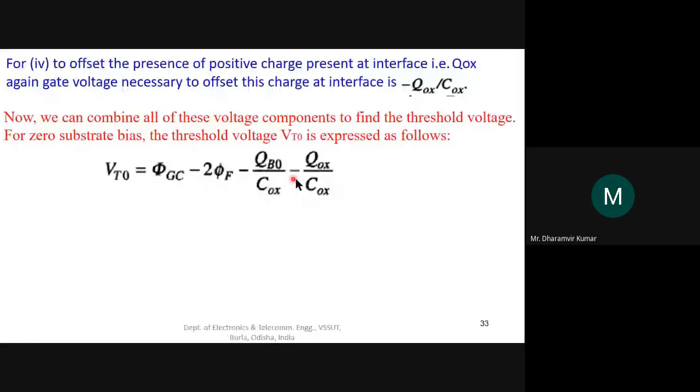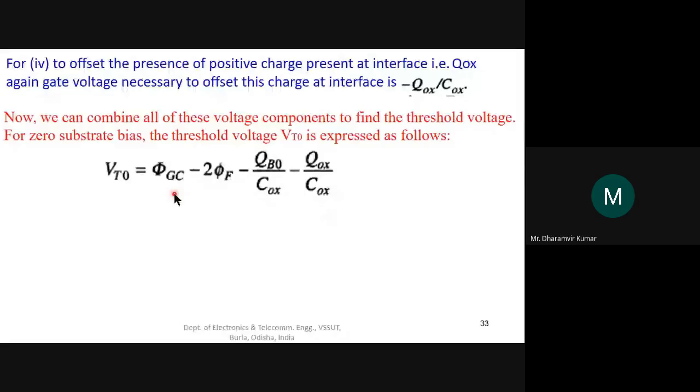Okay, and this 0 denotes that we have taken the value of VSB as 0, because this QB naught is the charge content corresponding to when VSB equals 0. So this is the threshold voltage when the body is connected simply to the ground, when it is not given any potential.